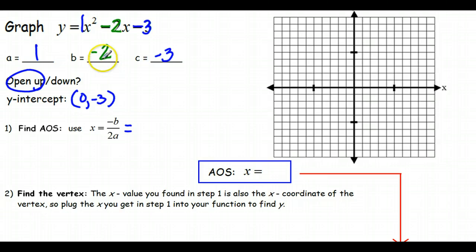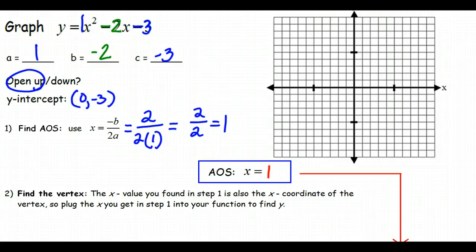Well, if I know that b is negative 2, then the opposite of b is positive 2, over 2 times a, which in this case is 1. I'm going to go ahead and simplify this expression. 2 over 2 times 1, which is 2, equals 1. So my axis of symmetry is x equals 1.